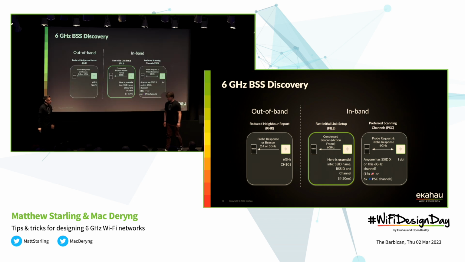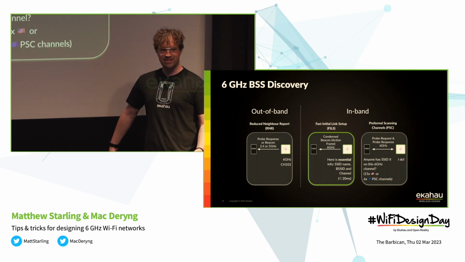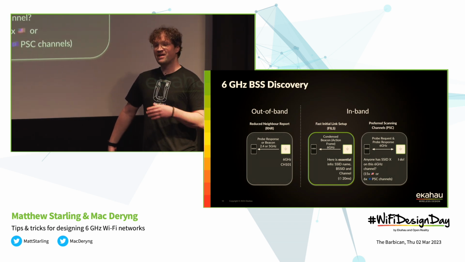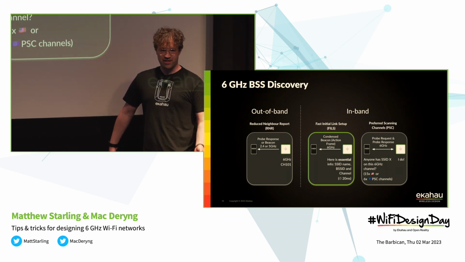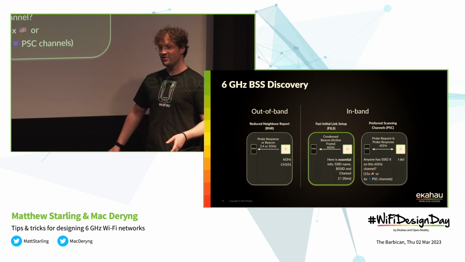Okay, so in order to understand it a little bit better, let's take a step back and think about how does discovery work in 2.4 and 5 gigahertz bands. In these two legacy bands, everything happens in band, okay? So if you have a device operating in 5 gigahertz band, you will be looking for a radio to associate to or reassociate to on the same band. And you had two options.